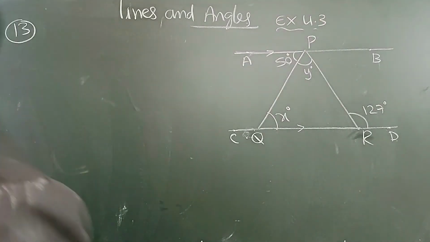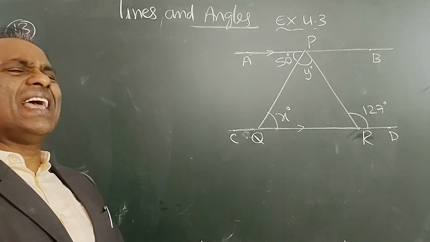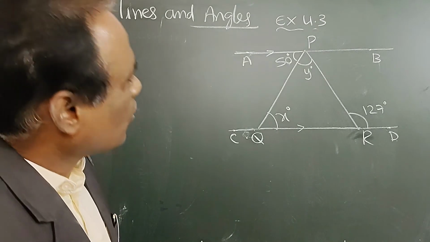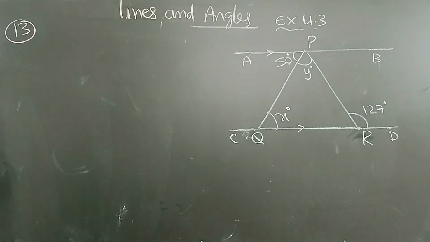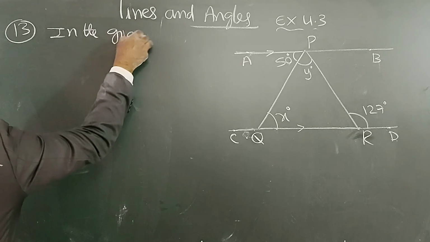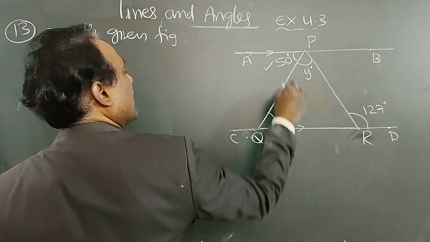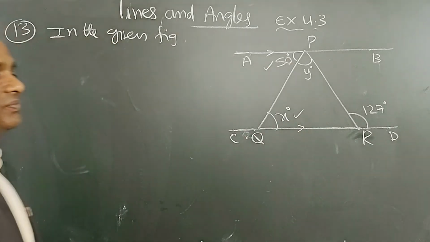Students, how do we find the x value and y value from this diagram? There are various methods we can apply, so many methods. I will explain like this. See, in the given figure, I am saying that this angle is equal to this angle. Why?